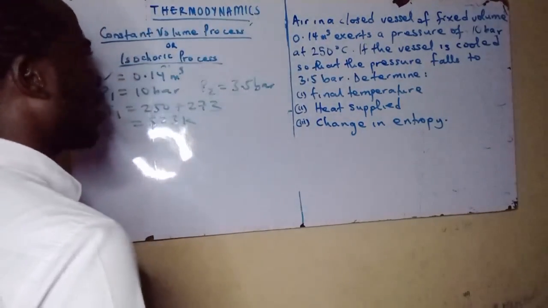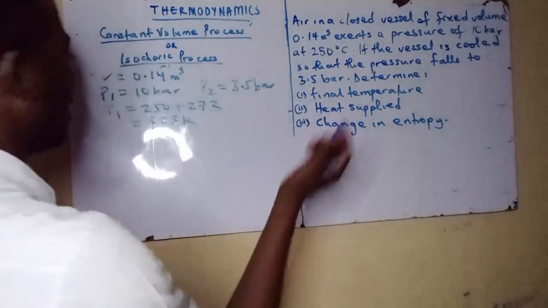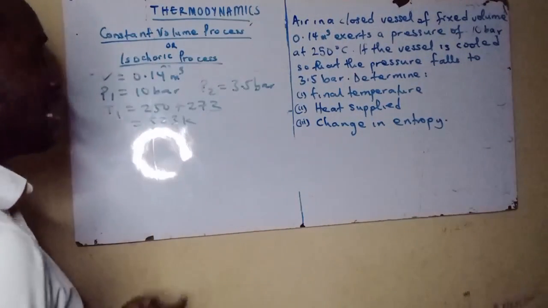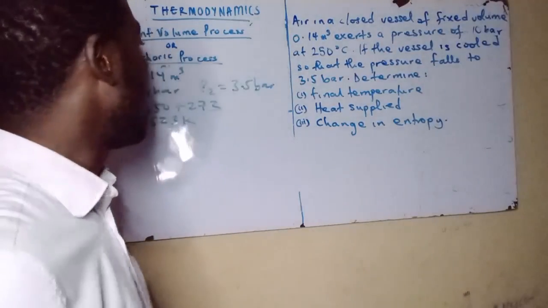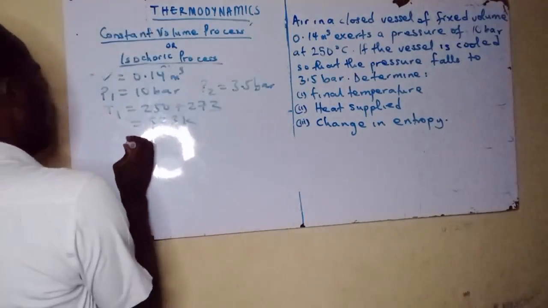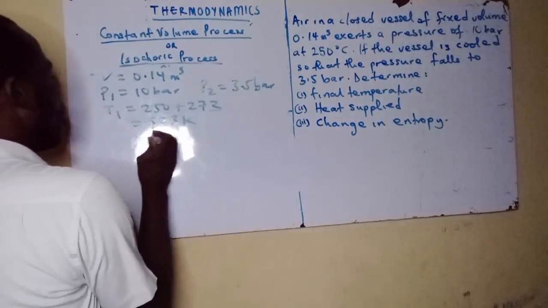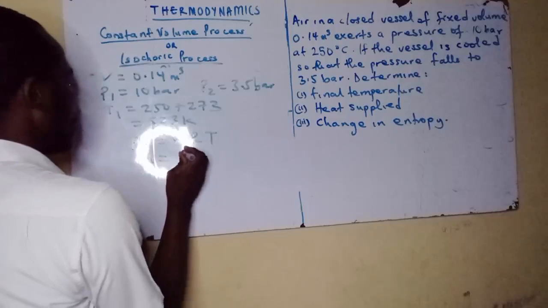But because we also need the heat supply and the entropy change, we need to know the mass of the air, because air is like a perfect gas, it's ideal. So let's see how we can get the mass. PV equals mRT.